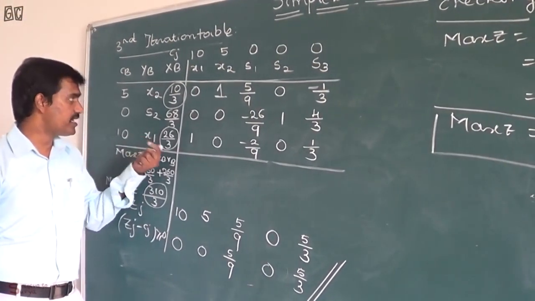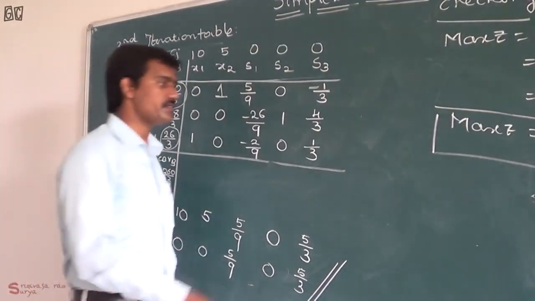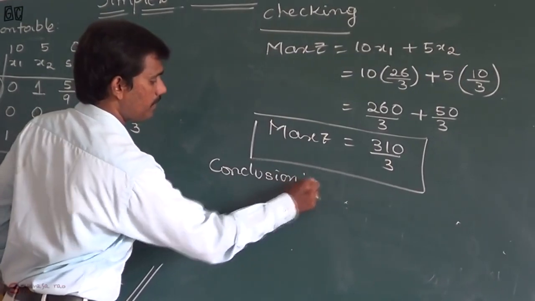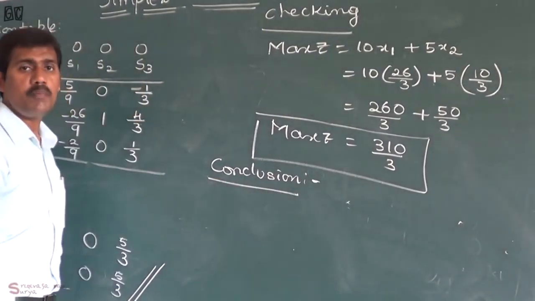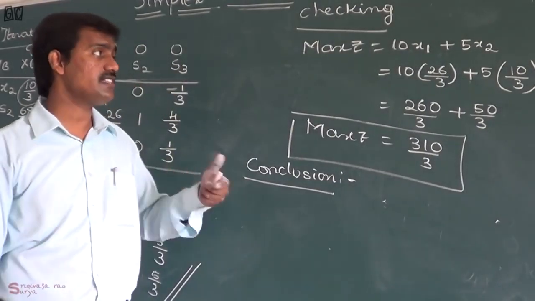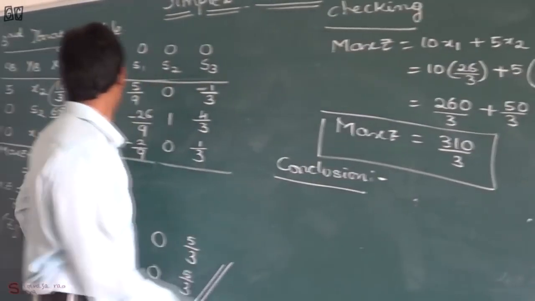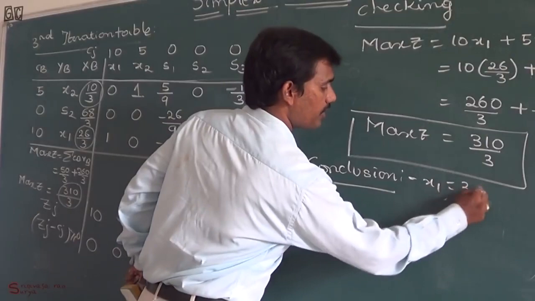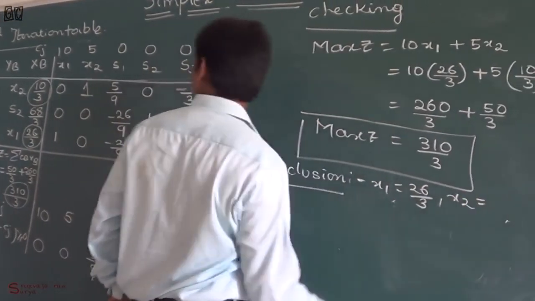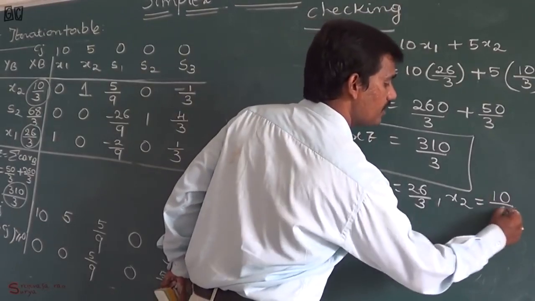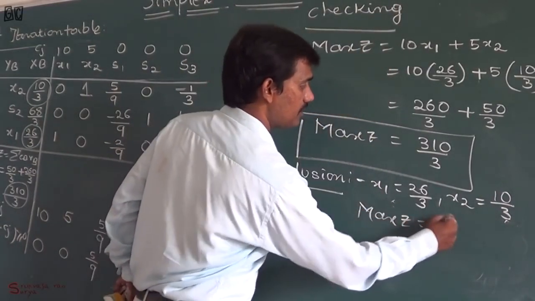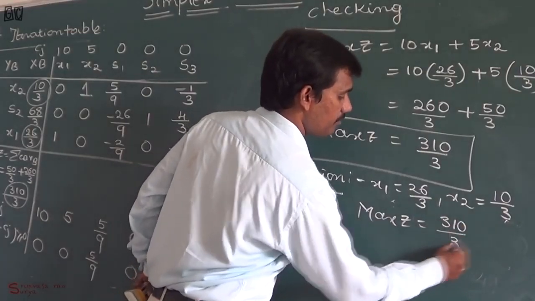And if you put the values of x1, x2, obviously this is satisfied. Hence the conclusion: a company could make a profit of 310 by 3 if you fix the value of x1 as 26 by 3 and x2 as 10 by 3. Then obviously a company could make a profit in the form of maximization, that is 310 by 3.